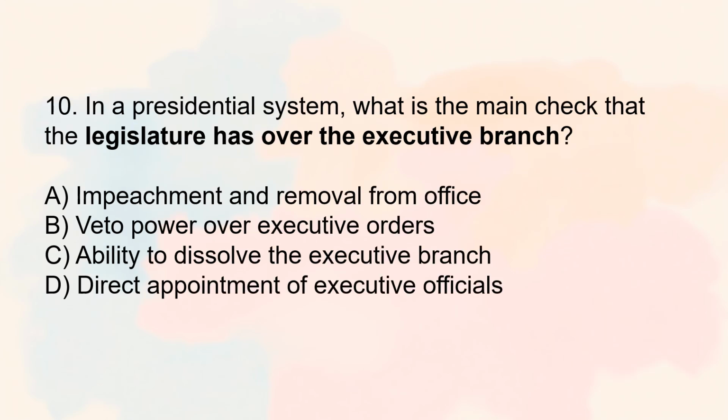Number 10. In a presidential system, what is the main check that the legislature has over the executive branch? Letter A. Impeachment and removal from office. Letter B. Veto power over executive orders. Letter C. Ability to dissolve the executive branch. Or letter D. Direct appointment of executive officials.